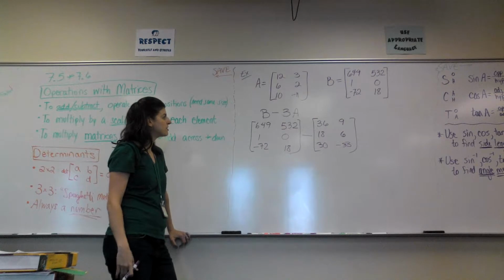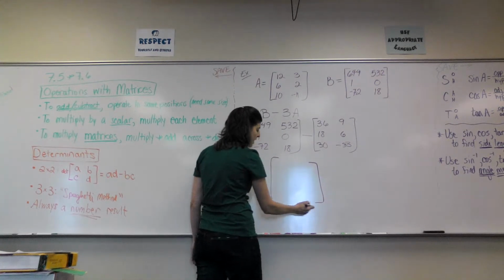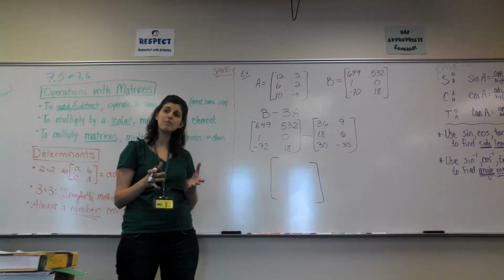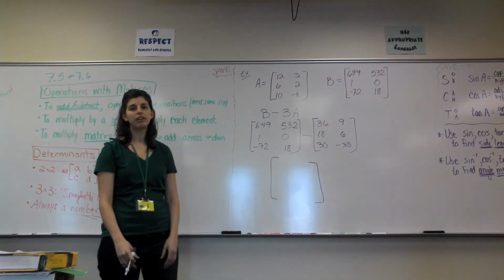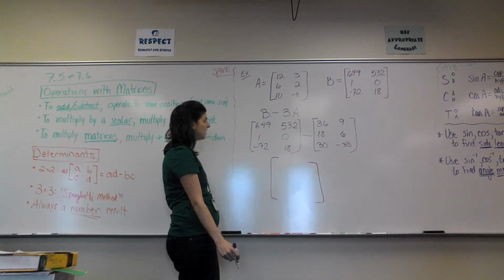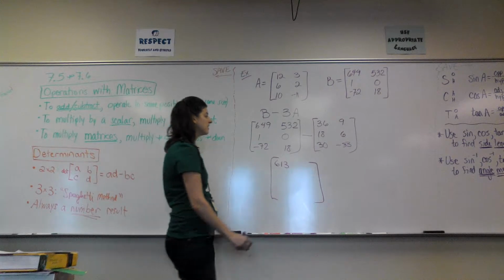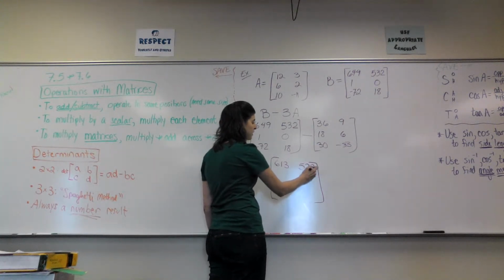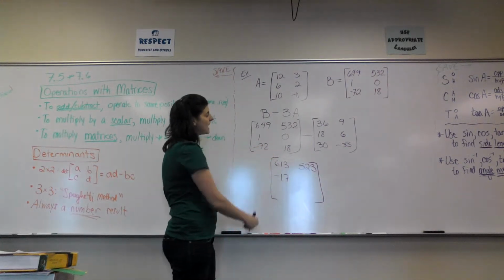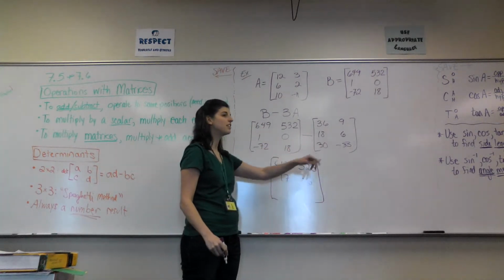Now, we need to subtract those. So 649 minus 36. In order to subtract matrices, remember you're going to subtract the things in the same positions. These are the same size, so we can do that. If it ever comes out that you can't do something that they're asking you to do, just write not possible. 649 minus 36 gives me 613. 532 minus 9 gives me 523. 1 minus 18, and 0 minus 6, you have to be really careful not to drop negatives with subtraction. Negative 72 minus 30 is negative 102.